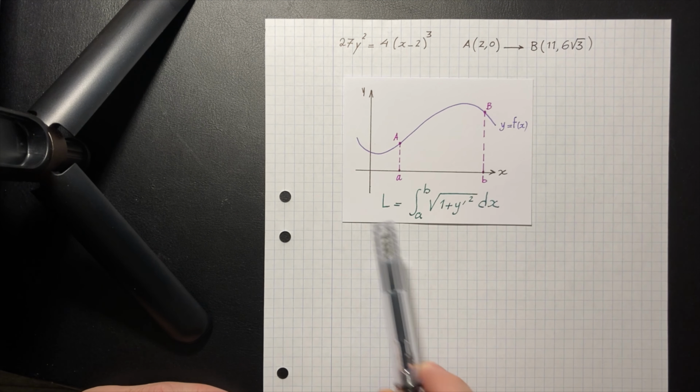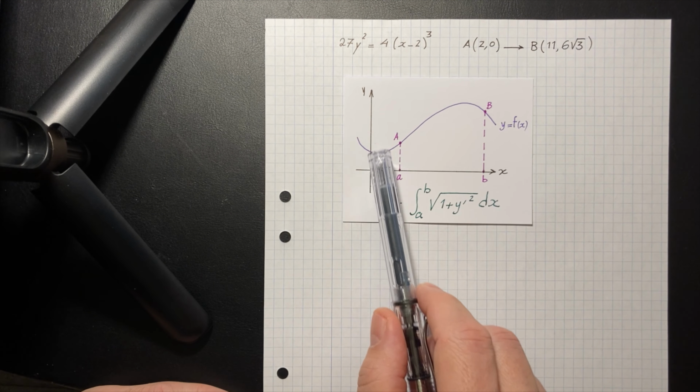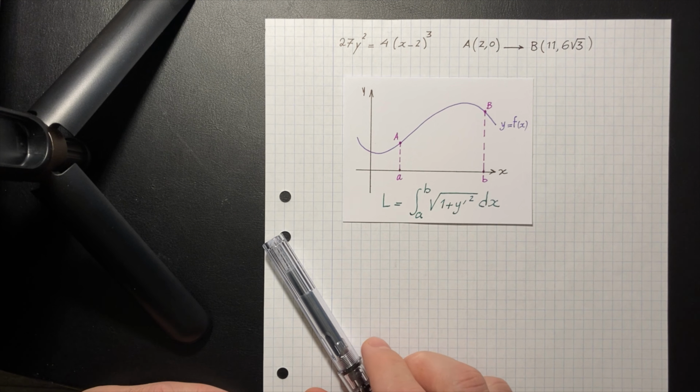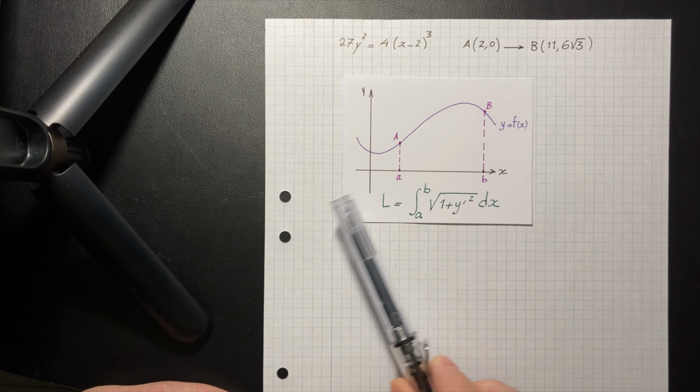So assume that you have a function, say f of x, and this is the graph of your function as you see here. You pick 2 points, capital A and capital B, on the graph. The x-coordinate of capital A is little a, and the x-coordinate of capital B is little b. If you are interested in finding the arc length on the graph from point capital A to point capital B, you use the following formula.